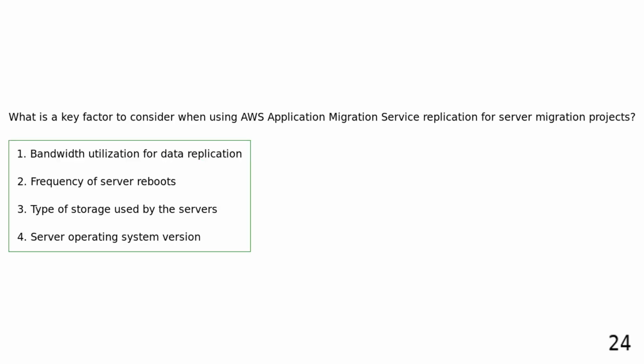What is a key factor to consider when using AWS Application Migration Service Replication for server migration projects? Bandwidth utilization for data replication. Frequency of server reboots. Type of storage used by the servers. Server operating system version.